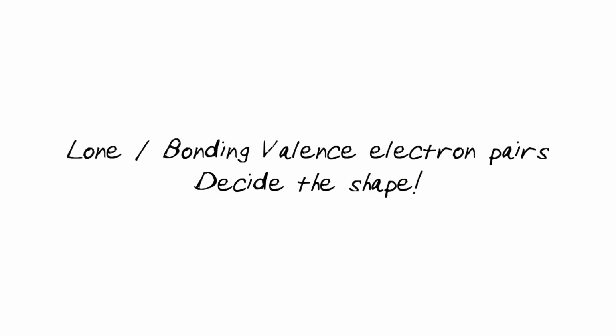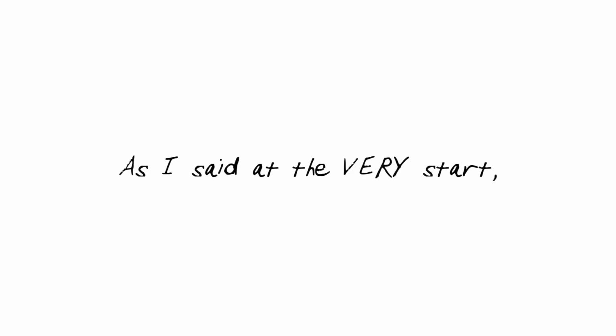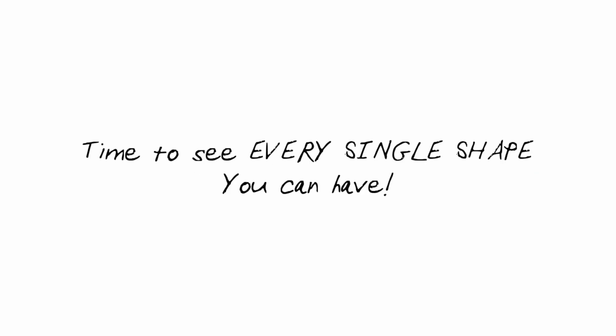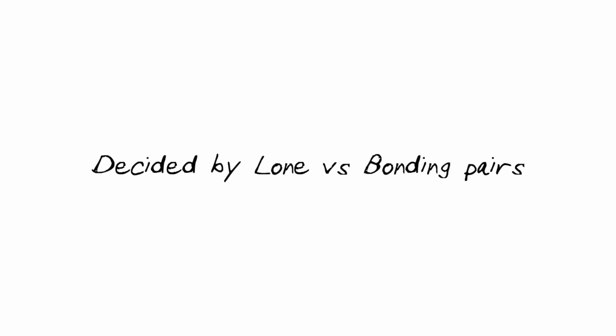As I said earlier, depending on how many lone pairs you've got and how many bonding pairs you've got around the central atom, you get a different shape. And as I said right at the start, AQA are not interested in why the shapes are how they are. They're simply interested in you being able to figure out the shape of a molecule, whether it's known or unknown. When I said there's a list, I was being serious. We're going to run through every single situation you could possibly have in terms of total bonding and non-bonding pairs. It's one of these unfortunate moments in chemistry where you've just got to remember.